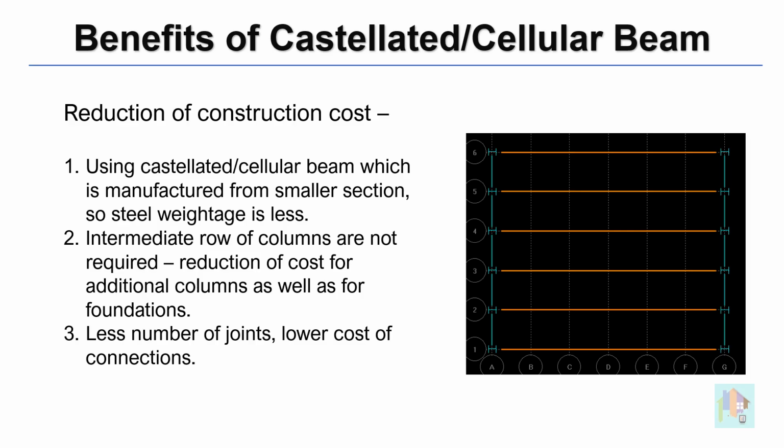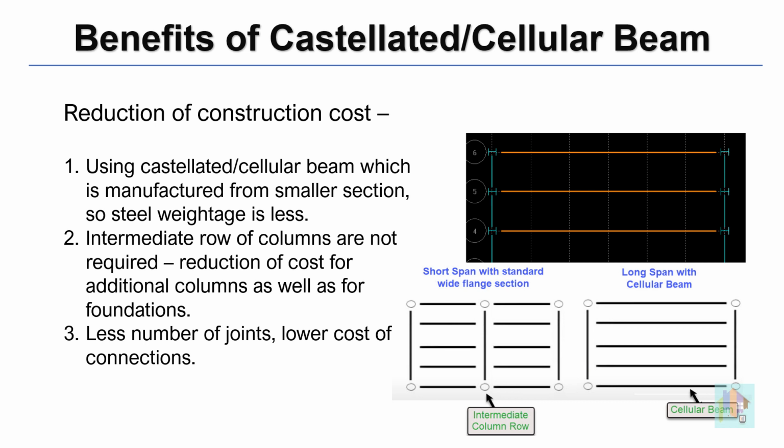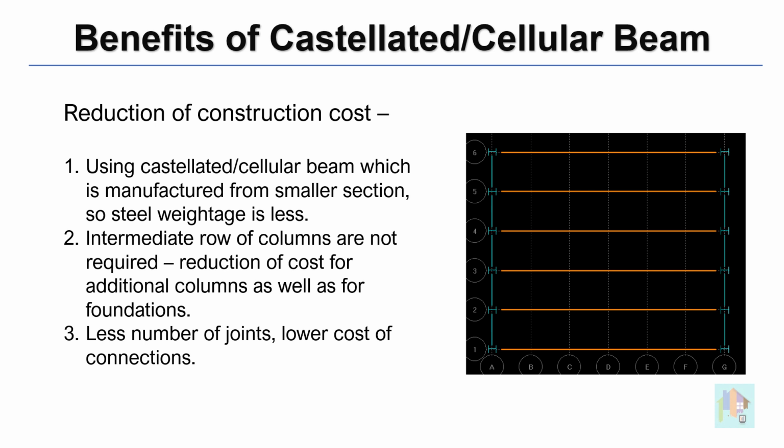We are not using higher section, and as the steel usage of cellular beam is similar to a smaller depth section, material cost is reduced. We have also removed a row of columns which further reduces the overall structural cost, not only for the column, but also additional cost of the foundation will be eliminated. Finally, as there are fewer joints, we can further reduce the cost of connections. That's why for any composite deck structure, cellular beam is a perfect choice and widely used.